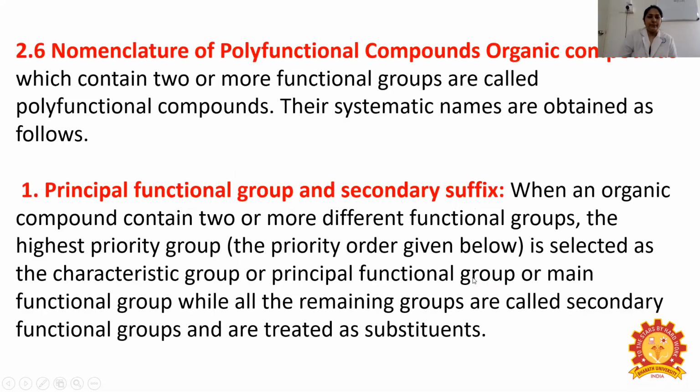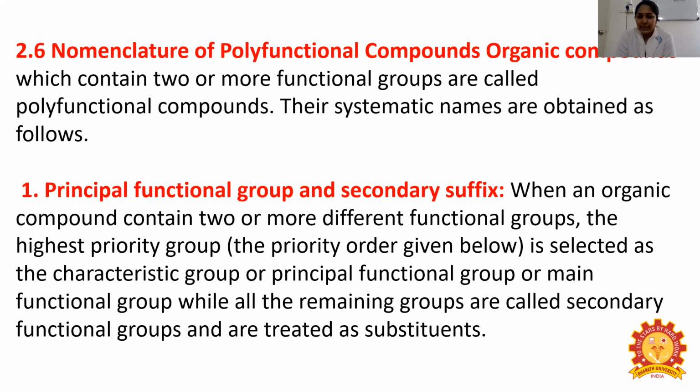Nomenclature of polyfunctional compounds. Organic compounds which contain 2 or more functional groups are called polyfunctional compounds. Their systematic names are obtained as follows.